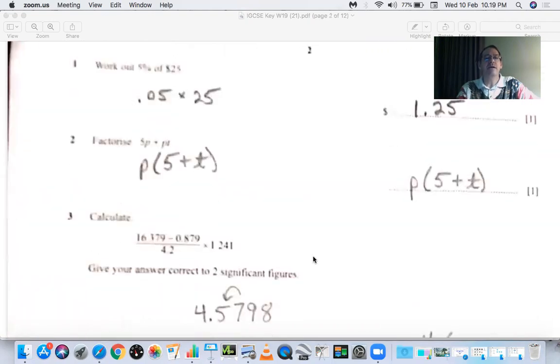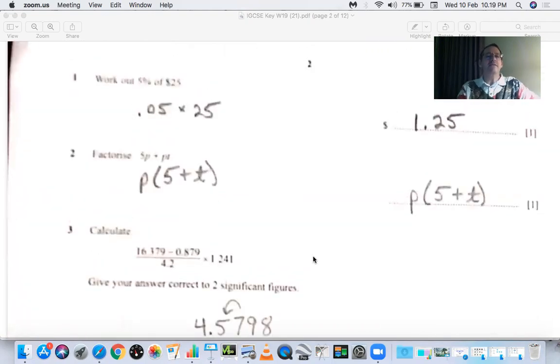And here we see, sorry, it's a little bit blurry. It says work out 5% of $25. So 5% as a decimal is 0.05 times 25 is 1.25.